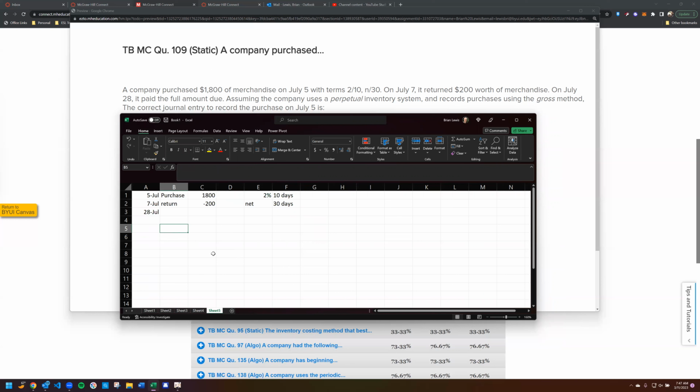All right. Let's see: date, account, debit, credit. Date is 7/5. Whoops, 7/5. The purchase: merchandise inventory, and because it's going to accounts payable first and then cash second, it's going to be a debit of 1,800 and a credit of 1,800 to accounts payable because it's a liability. So let's see what we got here.